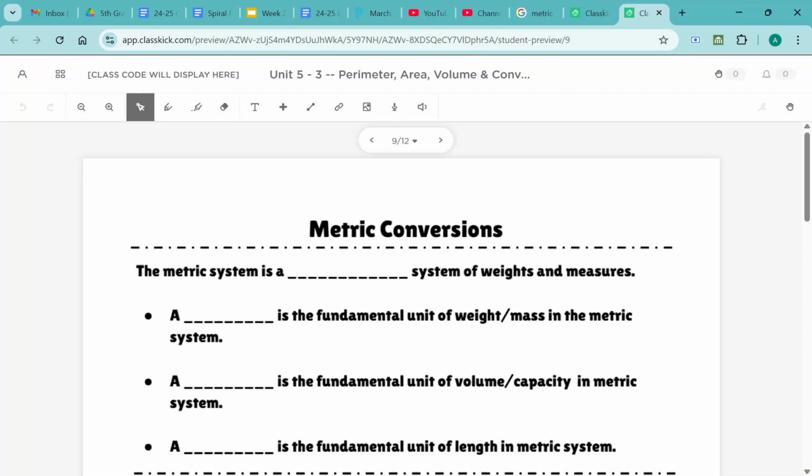Today, guys, our lesson is going to be over metric conversions. So, the metric system is just a measurement system of weights and measures. It's a way to measure things. We can measure things like distance, mass, volume.